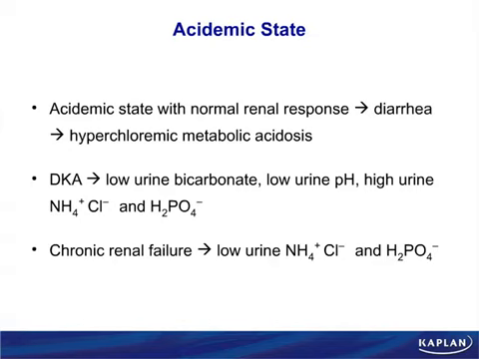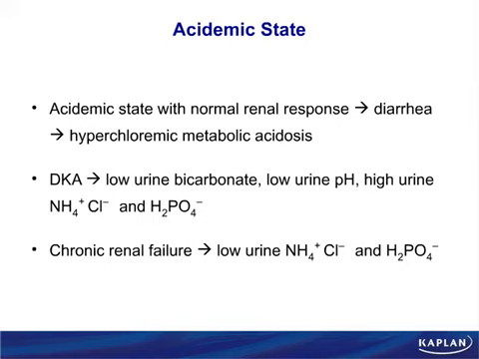So, in an acidemic state, here's how the urine chloride is helpful. In an acidemic state with a normal renal response, let's say diarrhea, for example. In diarrhea, you lose bicarb in exchange for chloride, and I mean profuse diarrhea. When you have severe diarrhea, you lose bicarb in the stools in exchange for chloride. In severe diarrhea, you develop a hyperchloremic metabolic acidosis. The kidneys have to come to the rescue.